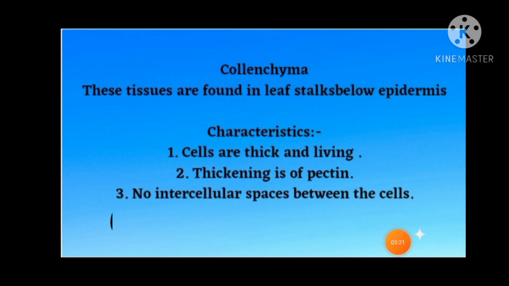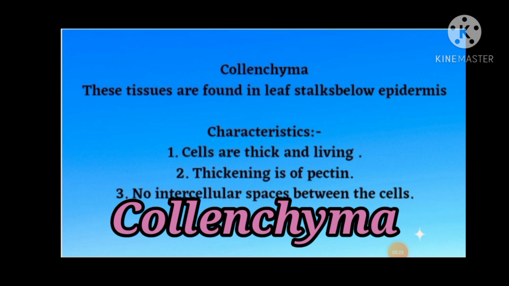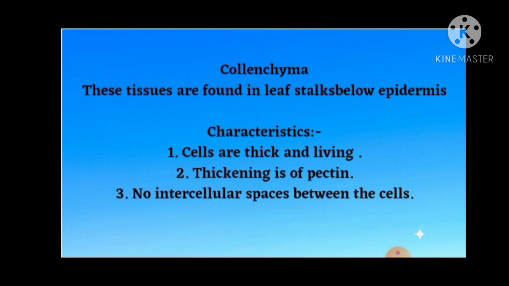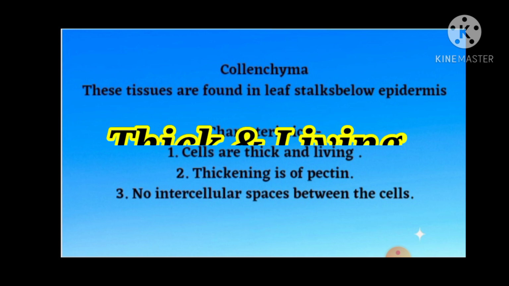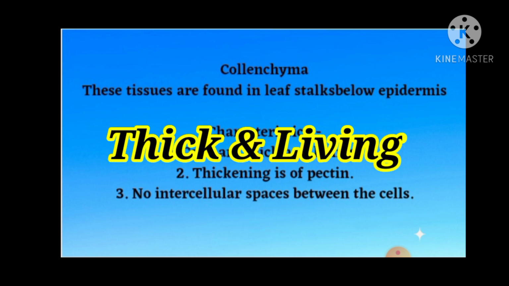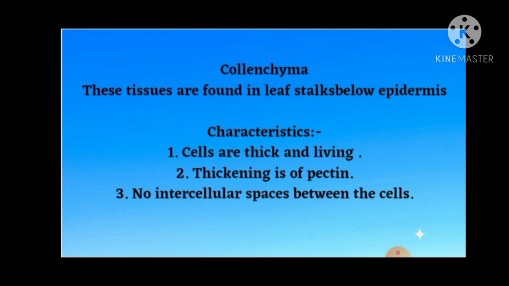Now students, let us discuss the second type of simple permanent tissue present in plants, and its name is Collenchyma. These tissues are found in leaf stalks below the epidermis. And what are its characteristics? The cells are thick and living. In the last tissue we studied that cells are thin and living, but in Collenchyma they are thick and living.